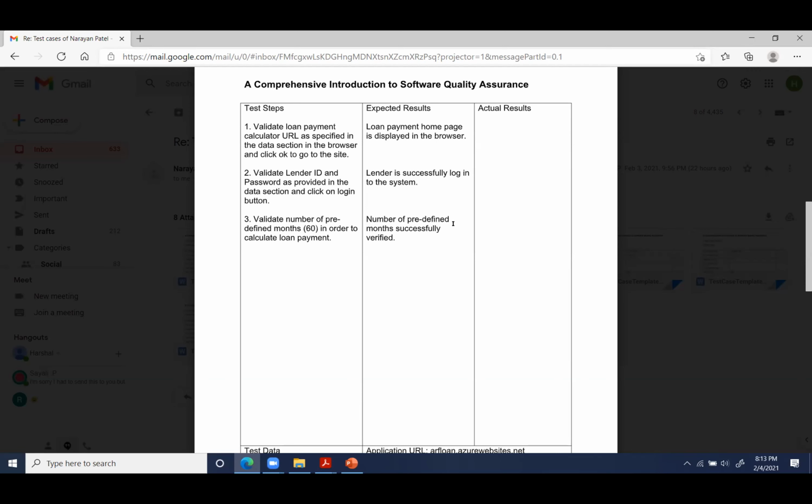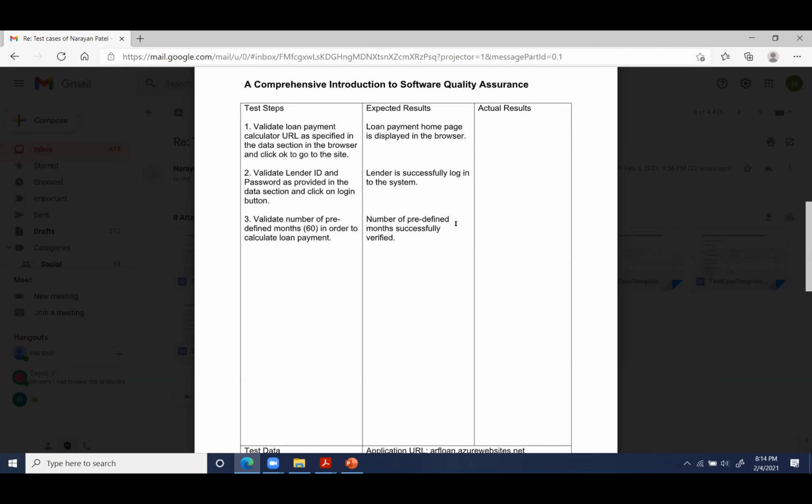Also, can you tell me what you mean by validate? This is just terminology I used. So let's go back. When you look at the test steps, those should be actions. Those should not be statements, right? When you say validate loan payment, is there a validate button anywhere that you're clicking? No. So what action would you like to do? That's what you need to specify there.